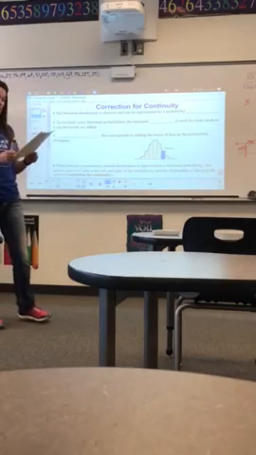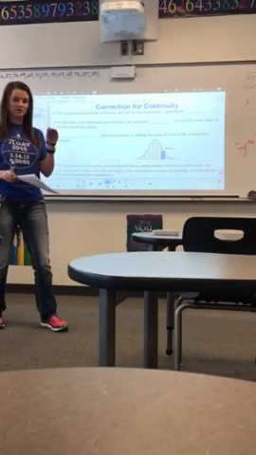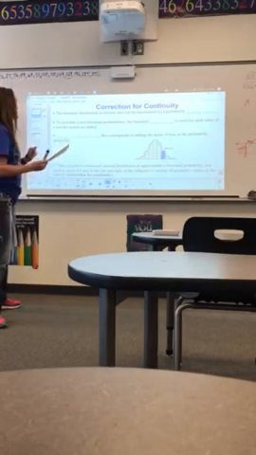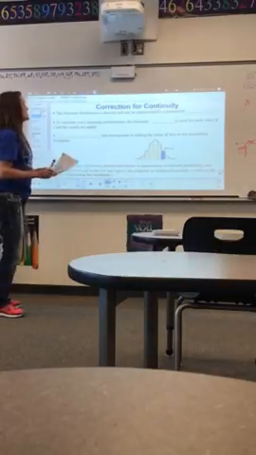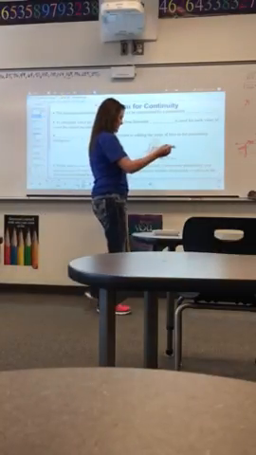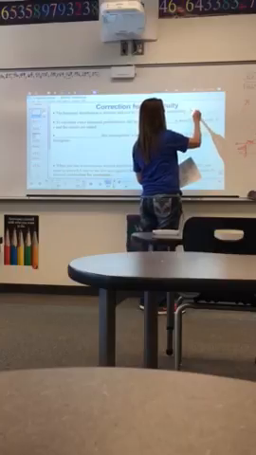Okay, this correction for continuity, and I gave you a little heads up, is that plus or minus 0.5 thing. The binomial distribution is discrete and can be represented by a probability histogram.